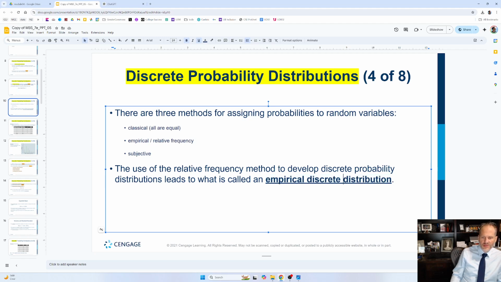statisticians talk about it as empirical discrete probability distributions, right? I would throw a probability in here, just to clarify, and I'll put that in parentheses because the textbook didn't have that, but it leads to empirical discrete probability distributions. I'll leave the parentheses out. We're just going to rename it. I think it's more clear.